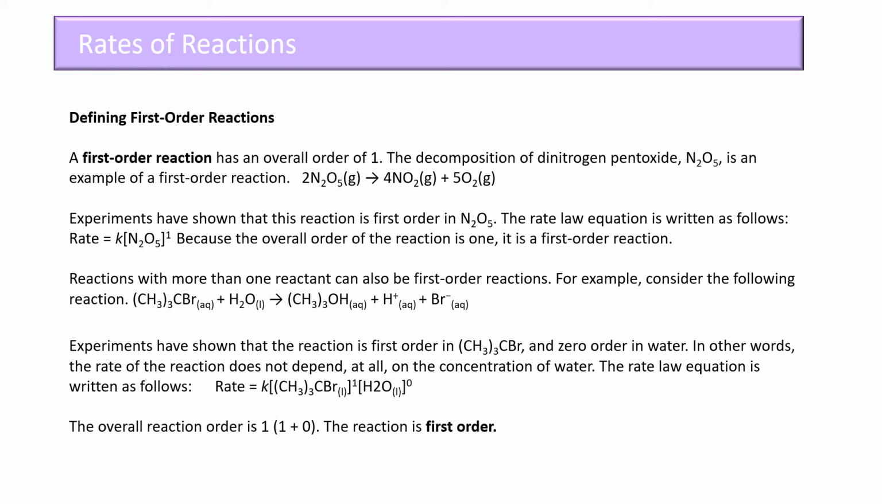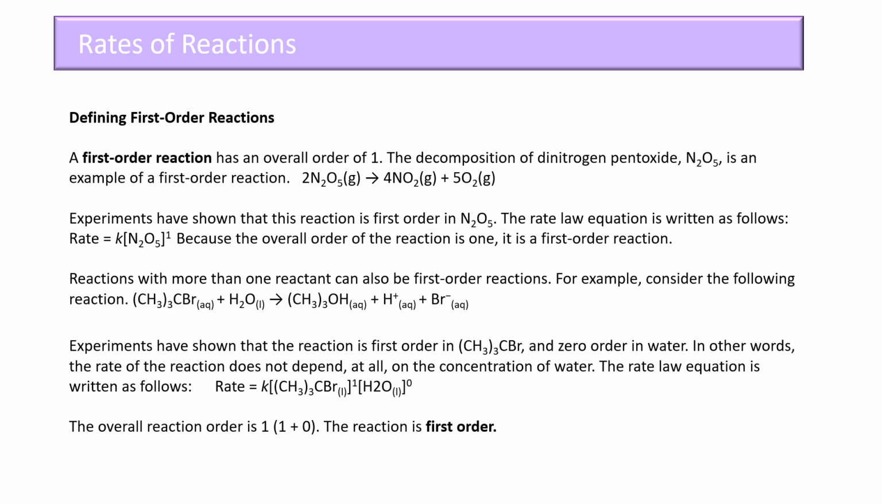Defining first order reactions. A first order reaction has an overall order of 1. The decomposition of dinitrogen pentoxide, N2O5, is an example of a first order reaction. Through experiments, we can see that this reaction is first order. So we would write the rate law equation as rate equals k times the concentration of N2O5 to the exponent 1. Because the overall order of the reaction is 1, it is first order.